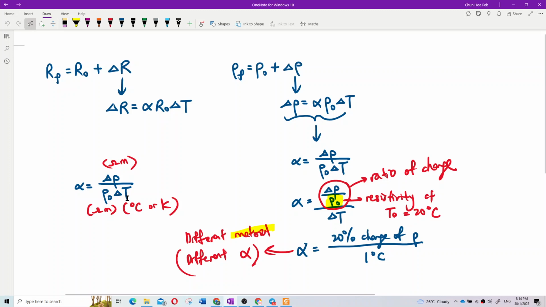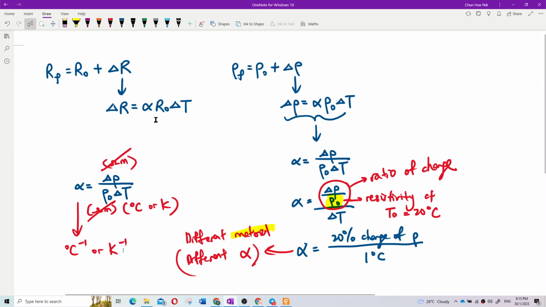It's not just referring to temperature, it's referring to change of temperature. So for change of temperature, you can use either unit, degree Celsius or Kelvin. Understand? So you cancel the unit. That's why alpha is per degree Celsius. No, sorry, I'm wrong. That's why alpha is per degree Celsius or per Kelvin. Understand, class? So that's the unit for alpha.